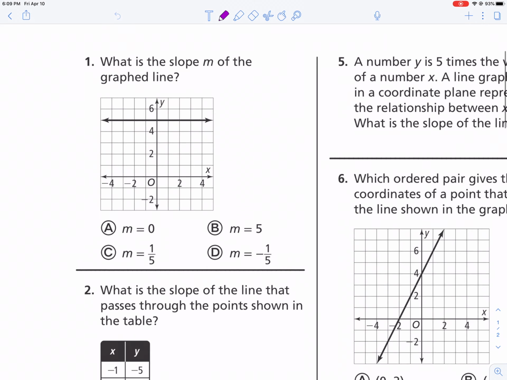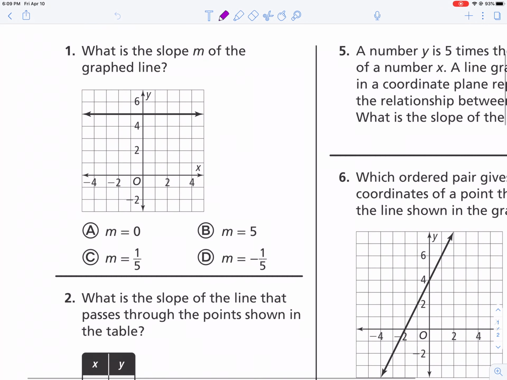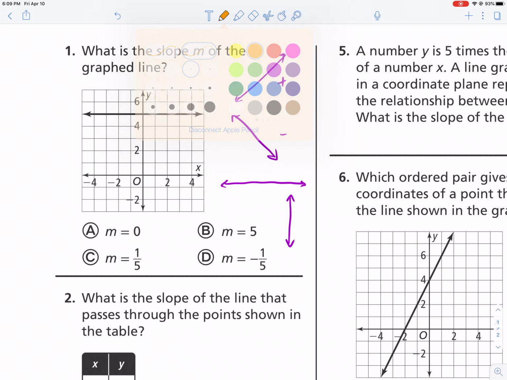So number 1, the first thing that it's asking is what is the slope m of the graph line. So if we remember, we have 4 different types of slope. We have a slope that goes up or increases, and that's going to be our positive slope. We have a slope that goes down. That's going to be our negative slope. We have a slope that looks just like the one in our graph, and we have one that looks like this. So sometimes we get them a little confused, but if you remember, the slope like the one in our graph is going to be what we call a horizontal slope.